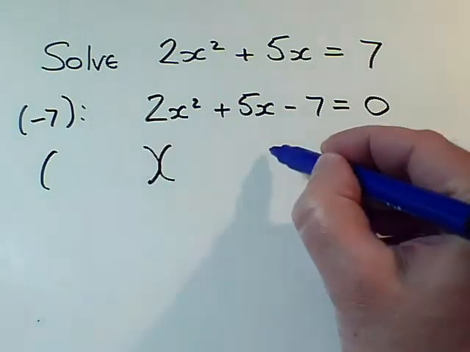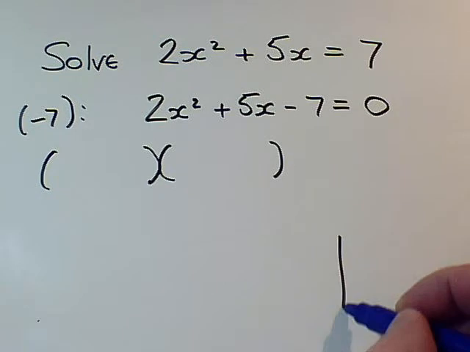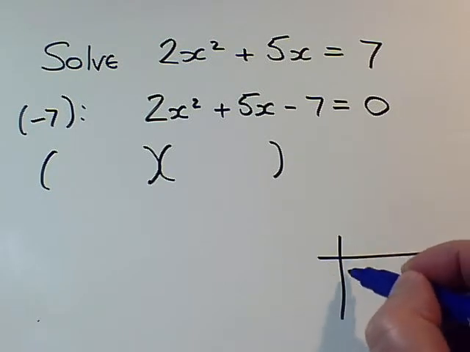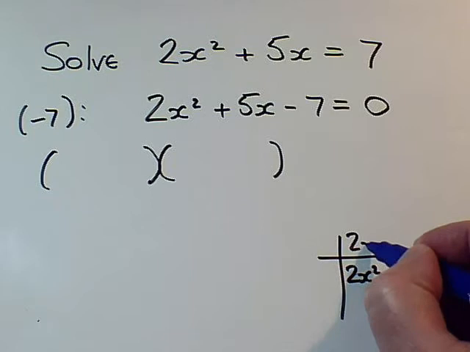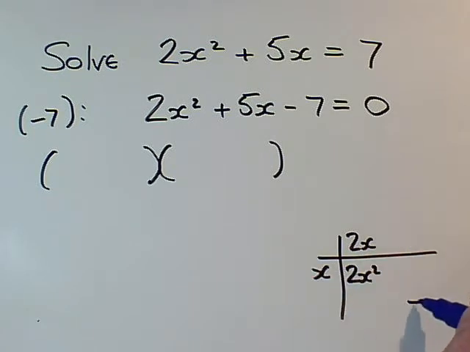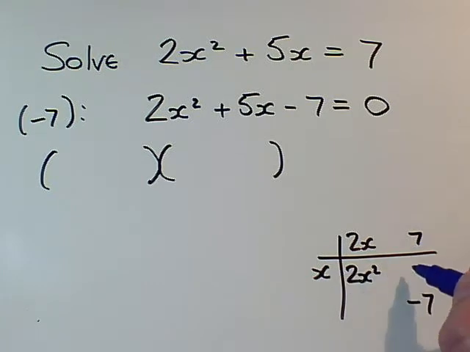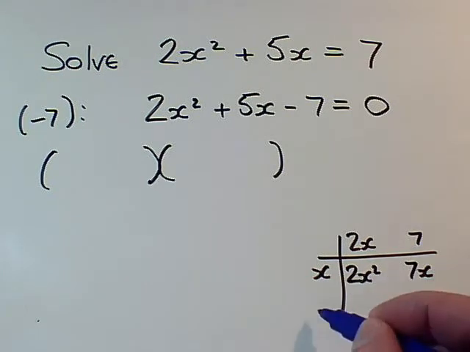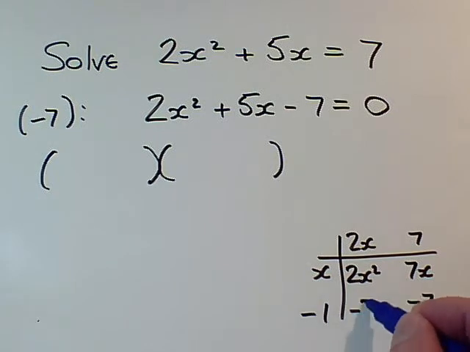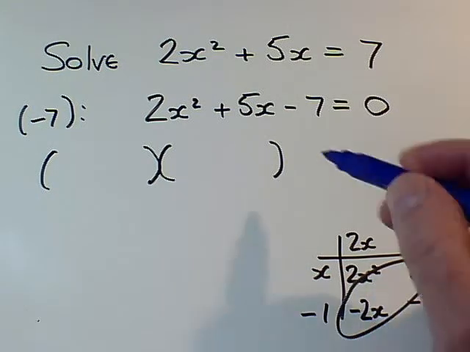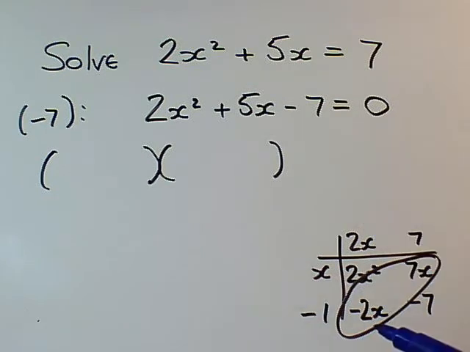So two brackets. Okay. To work this out, I'll do a grid down here. So I'm going to need 2x squared, so I'm going to need a 2x and an x. And I need to make minus 7. So I've got to have a 1 and a 7, and one of them's got to be negative. And I've got to end up with plus 5x. So I think I'm going to want to do plus 7 here, so I'm going to get 7x, and minus 1 here, so I'm going to get minus 2x, and those two do add up to 5x. So that's my correct factorisation.